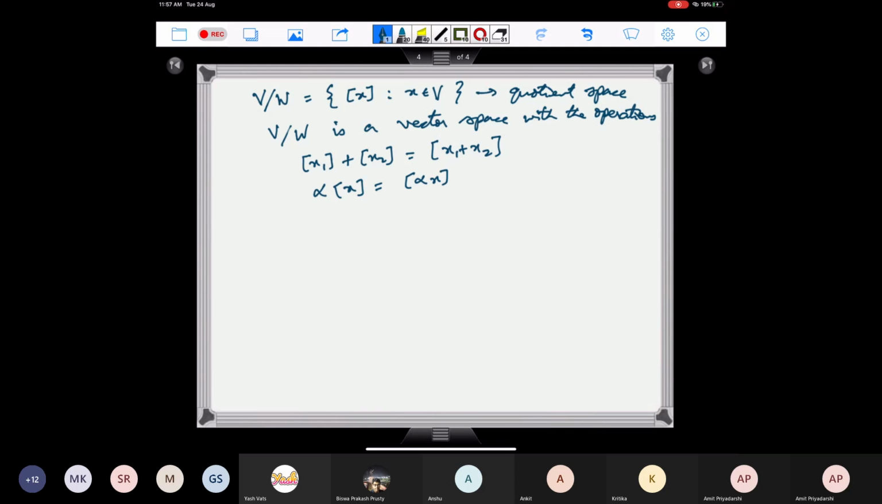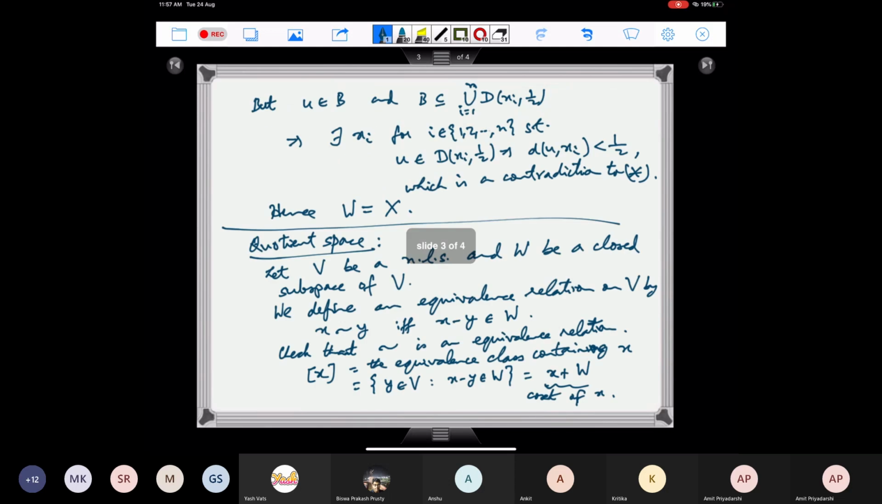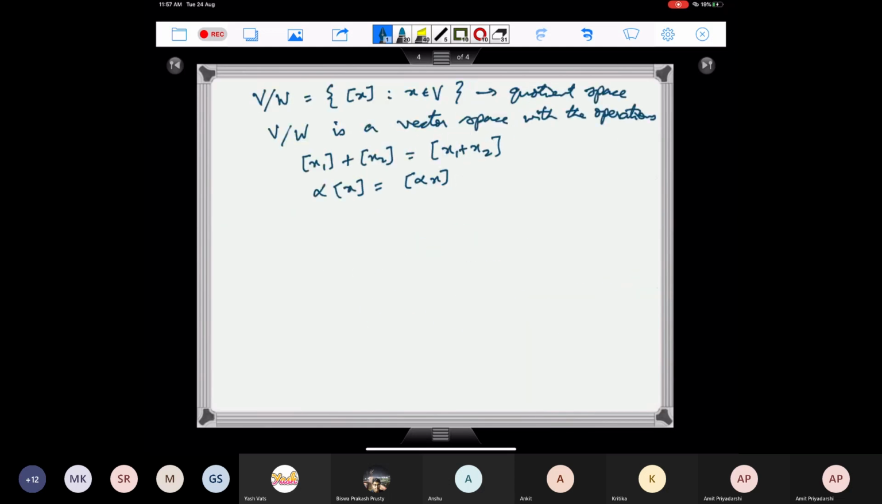Okay, so we have this vector space, but we also want to define a norm on it. So how do we define the norm? On the vector space V mod W, we can define a norm as follows.